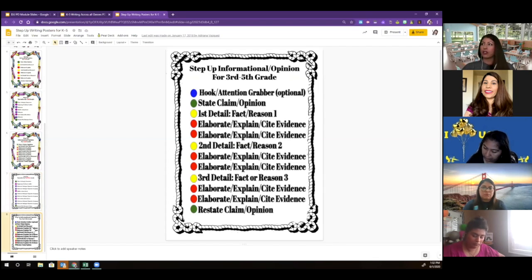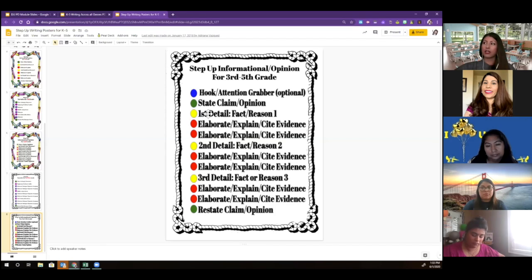For an informational or opinion piece, these would be the Step Up to Writing colors. So literally before the sentences, the students would color in the dot. So, okay, here's my hook. I'm going to color in a blue circle, and then I'm going to write my hook sentence, or my attention grabber, right next to it. And then I'm going to get into stating the claim, if this is my informational, or stating the opinion, if this is an opinion piece.